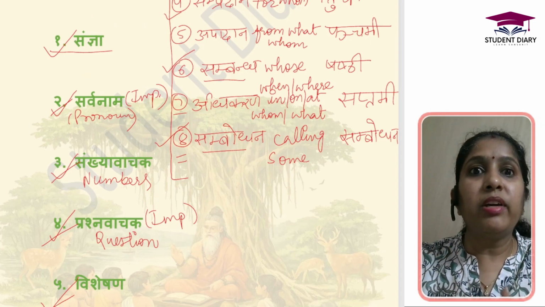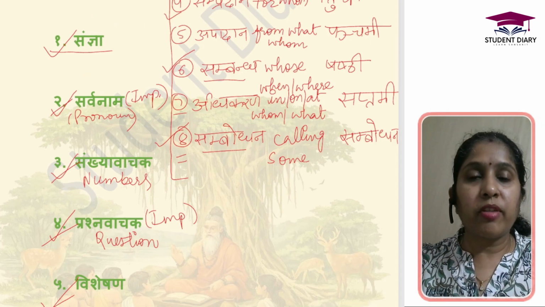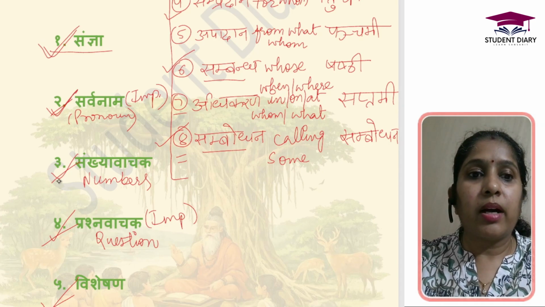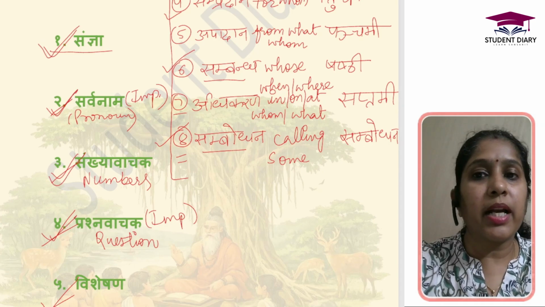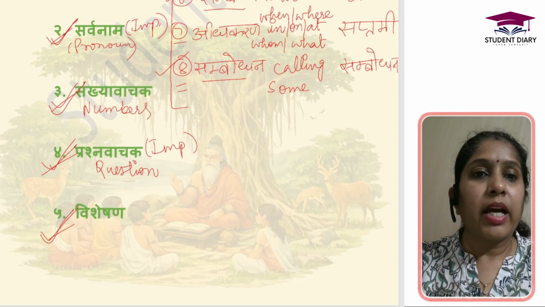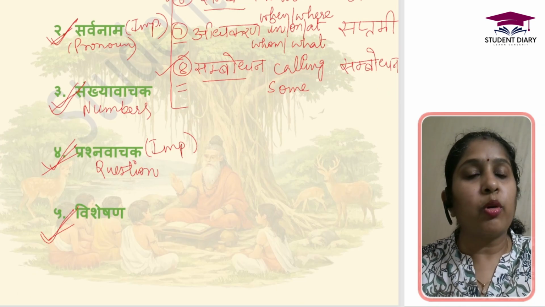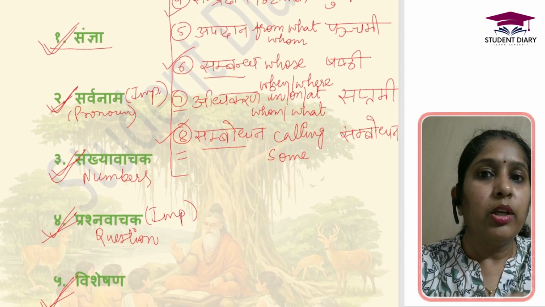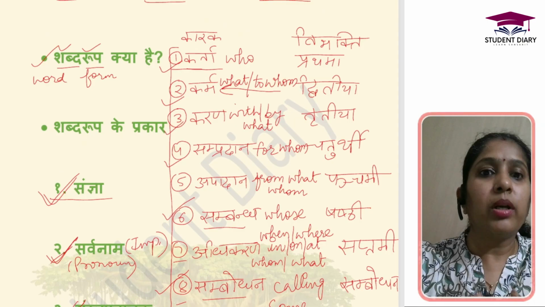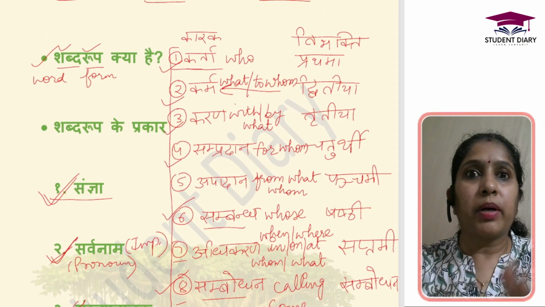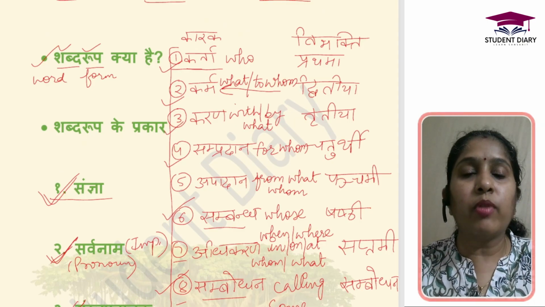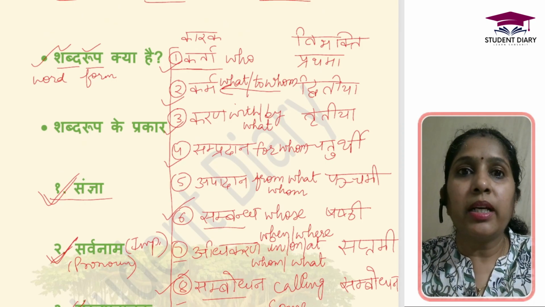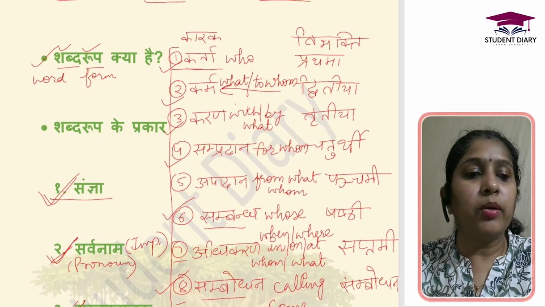In the next parts, we are going to cover all the different types of Shabdroops one by one. Those will be, first Sangya, then Sarvanam, then Sankhyavachak, then Prashnavachak, and then Visheshan. So one by one, I will be covering all the Shabdroops in different videos. Okay. So till that time, your task is that you learn about Karak, Vibhakti, Shabd, Pad, write all these definitions that I have taught you, and try to make your own notes. Keep them neat and clean. That will be very helpful to you.